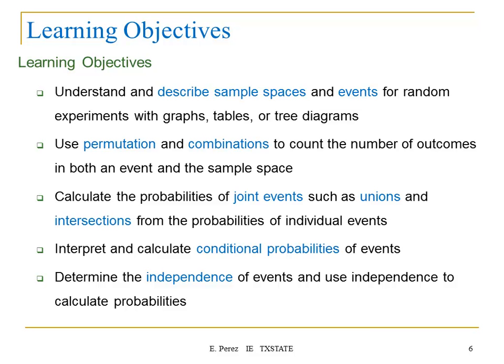You're going to learn what a permutation is and what a combination is, to count the number of outcomes in both an event and a sample space. Then you're going to learn how to calculate the probabilities of joint events, such as unions and intersections, from the probability of individual events. And you need to interpret and calculate conditional probabilities of events. And the last learning objective is to determine the independence of events and use that concept to calculate probabilities.